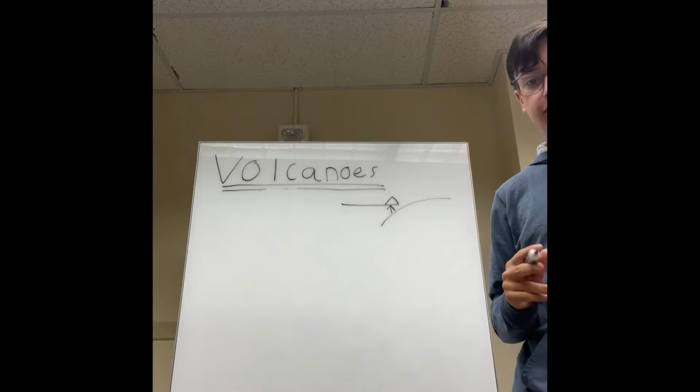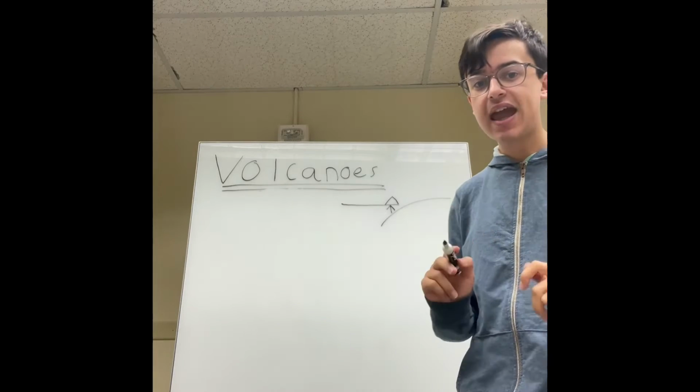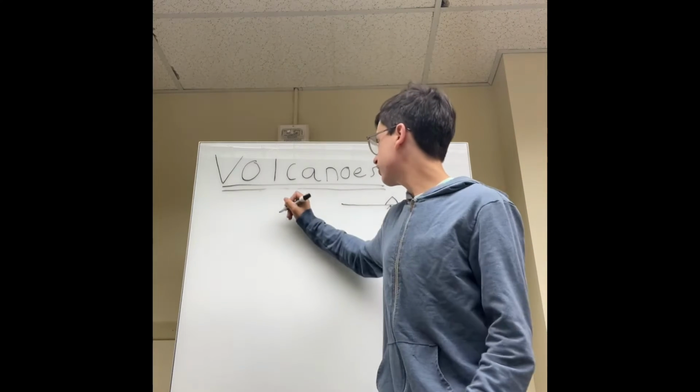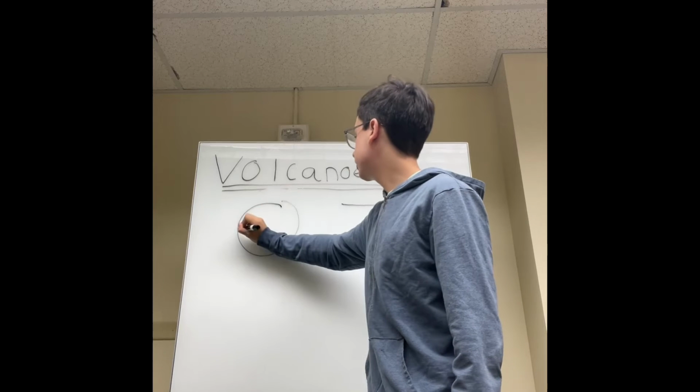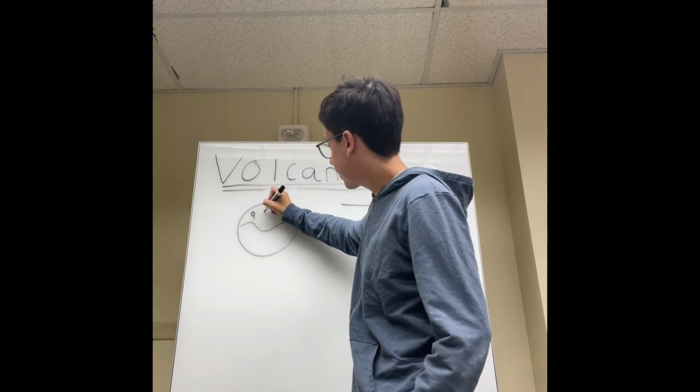So another factor that can greatly increase the scale of an eruption is the presence of gases in a magma chamber. So let's say that this is a magma chamber and there's magma, but there's gases also, CO2, other gases like that.